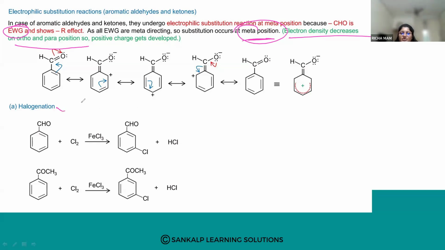So let us see the halogenation. Take benzaldehyde in the presence of Cl2 and FeCl3. I'm going to get a compound, that is metachlorobenzaldehyde, plus HCl. Similarly, whatever the incoming electrophile is, that is going to attack the meta position.